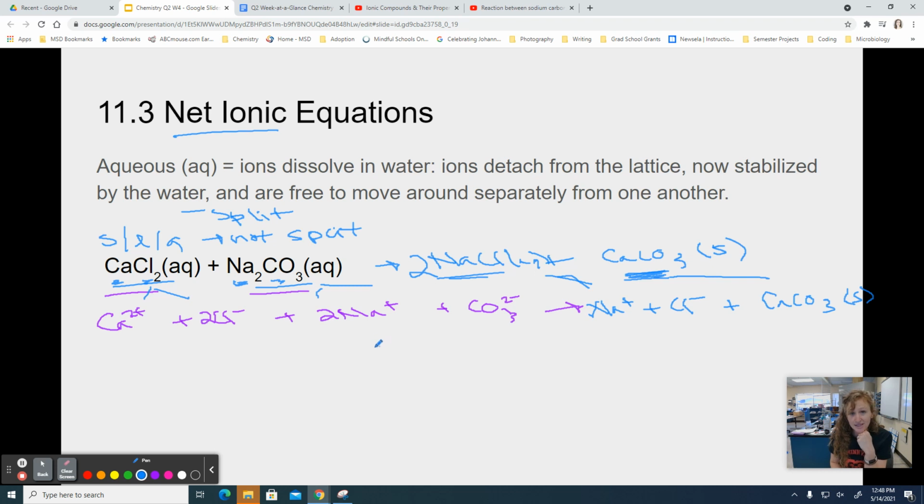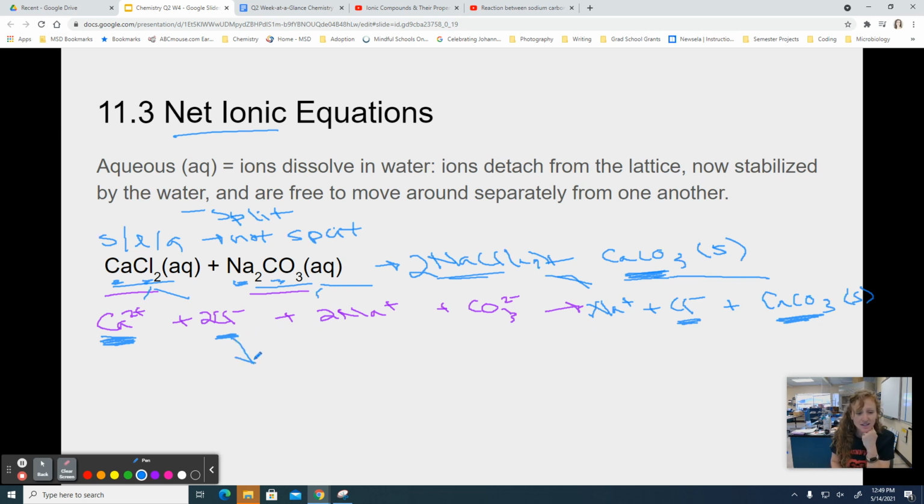The other thing we can see is what actually changes. So take a look here. Calcium starts on one side as an ion, but ends on the other side in a compound. Calcium changes. That's a chemical change. Chlorine starts as an ion on one side and it ends as an ion on the other side. Chlorine doesn't change. Chlorine is not involved in the chemical reaction. It's floating around in the beginning, it's floating around in the end, it is not changed.